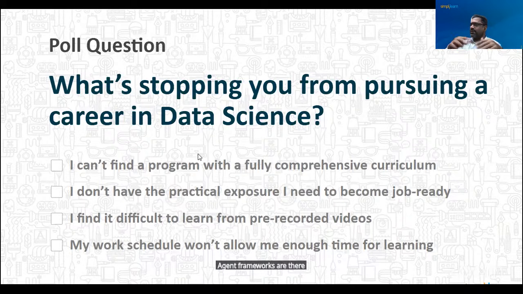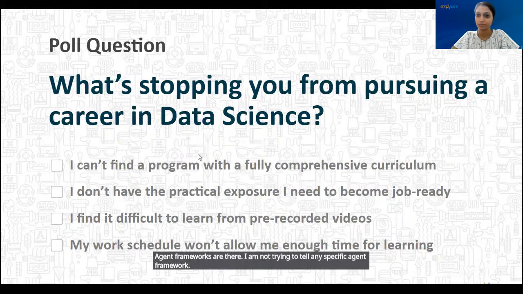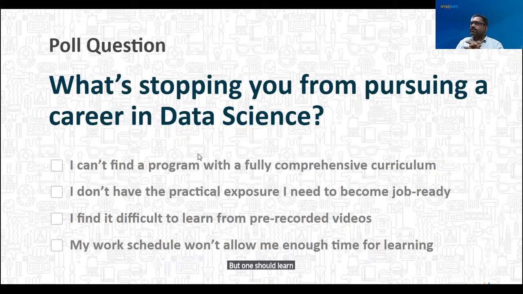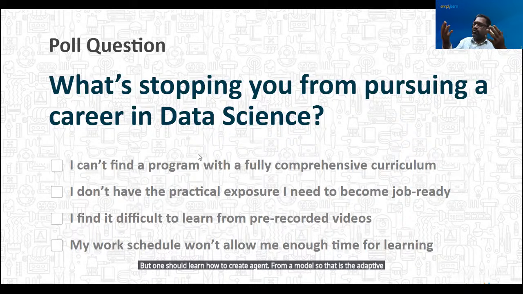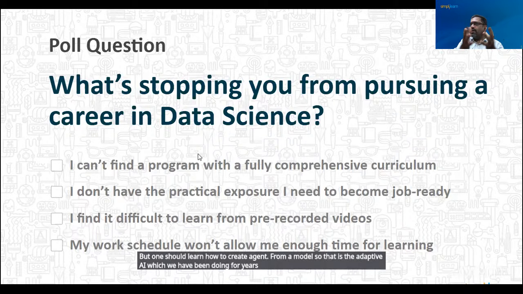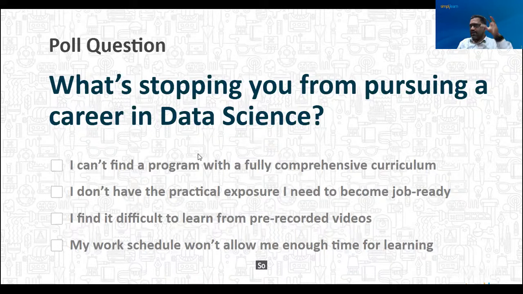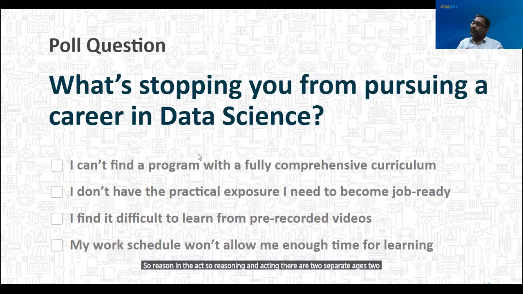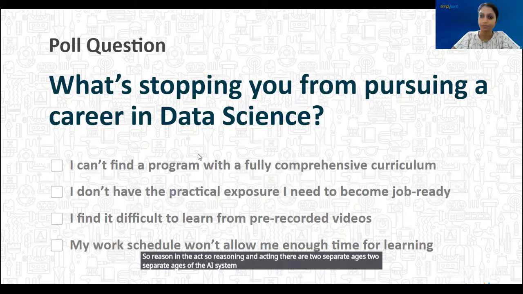I am not trying to tell any specific agent framework, but one should learn how to create an agent from a model. So that is the adaptive AI, which we have been doing for years, much before generative AI has come. We have been building agents of understanding, thinking, learning. So reason and act. Reasoning and acting are two separate edges of the AI system. That is very clearly there in generative AI.